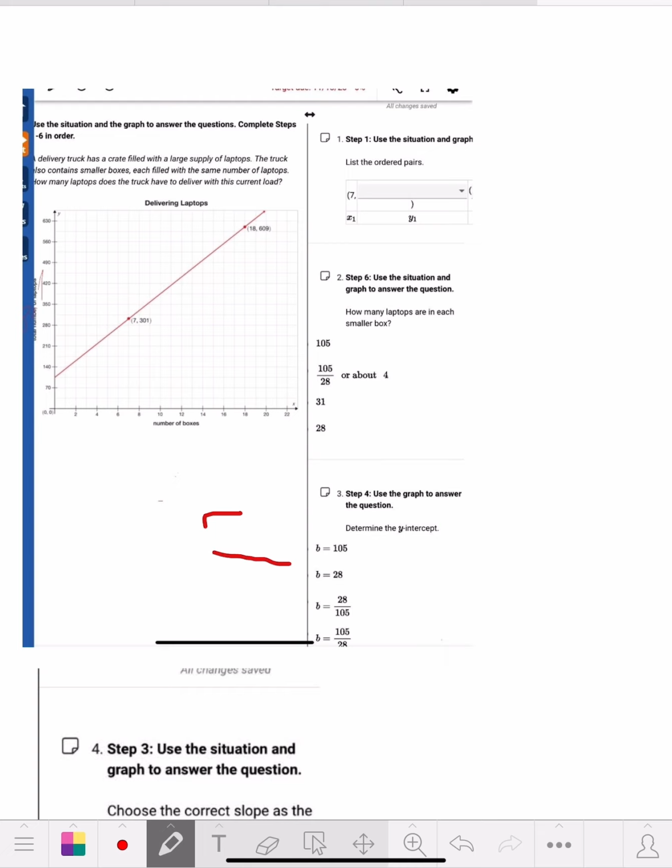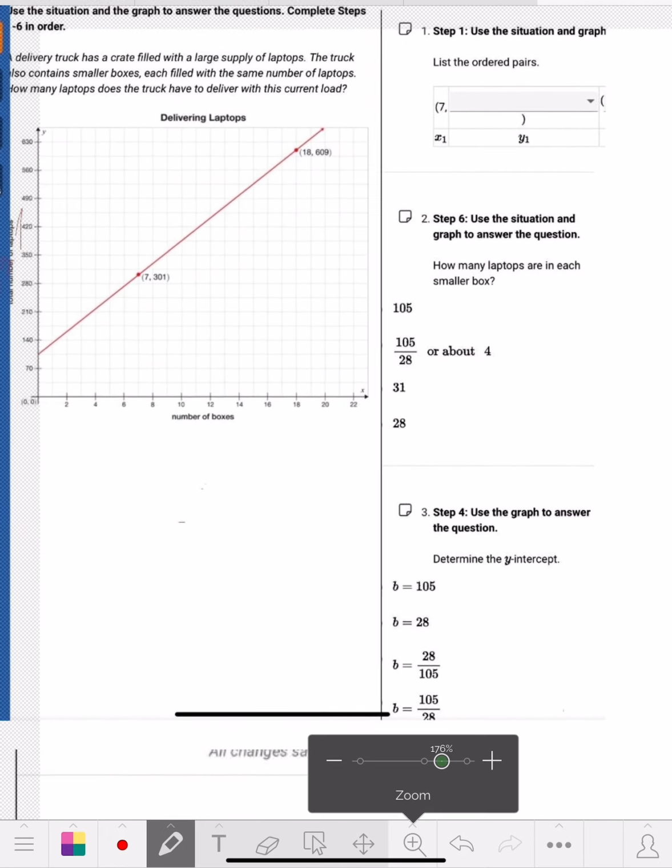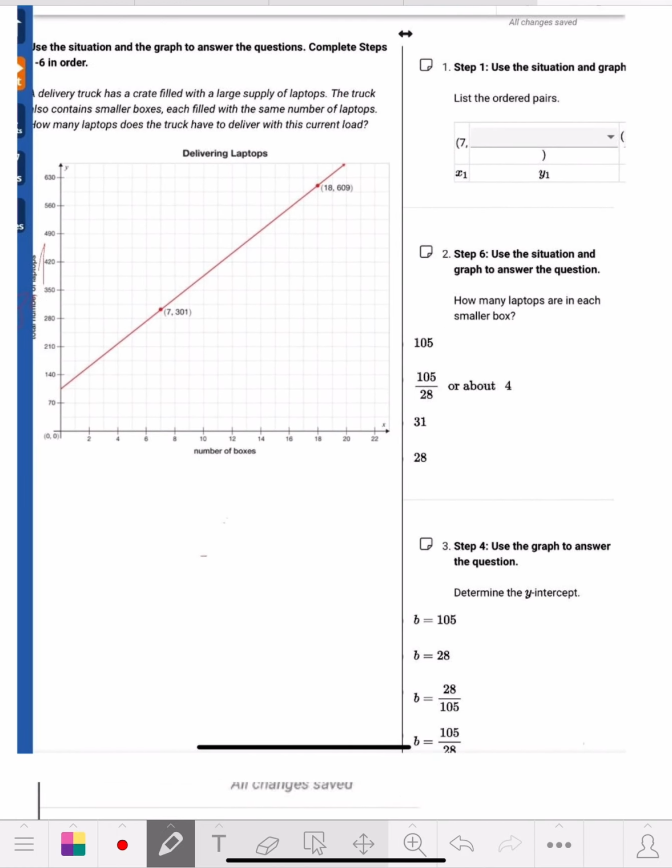What we have today... let me get the eraser going here. Writing this thing, I don't want to. Okay? What we have today is another lesson from one of my students. It's a quick quiz they had, and we're just going to go over how to solve it. Okay?